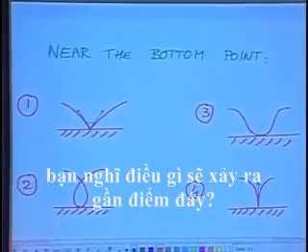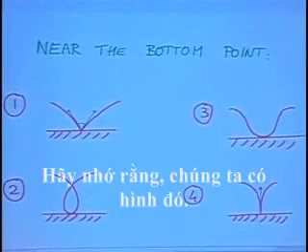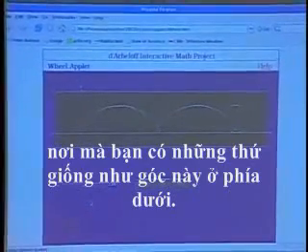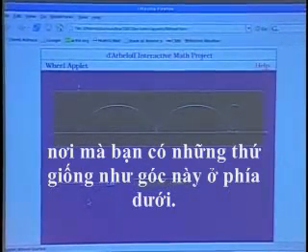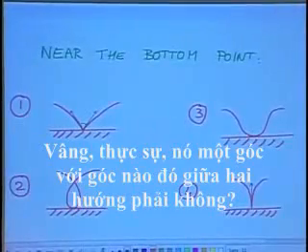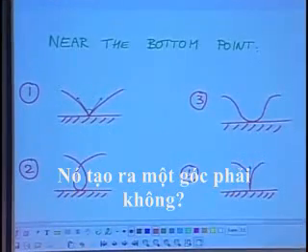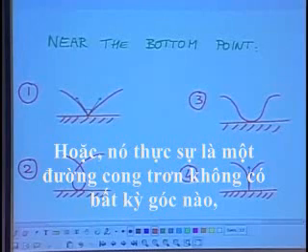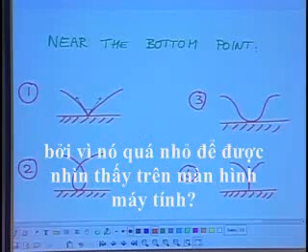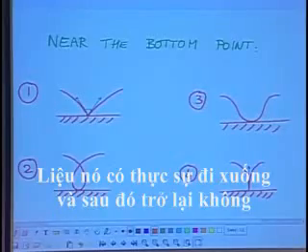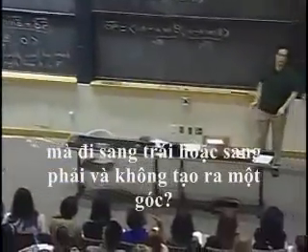What do you think happens near the bottom point? Remember, we had that picture. Let me show it once more, where you have these corner-like things at the bottom. Is it indeed a corner with some angle between the two directions? Or is it actually a smooth curve without any corner, but we don't see it because it's too small to be visible on the computer screen? Does it actually make a loop? Or does it actually come down and then back up without going to the left or to the right and without making an angle?